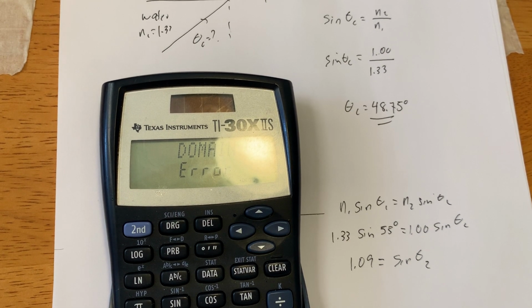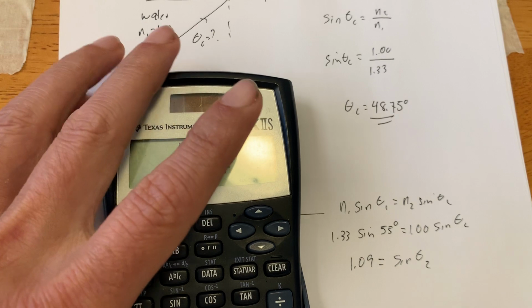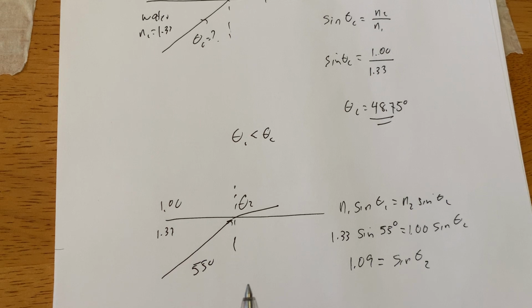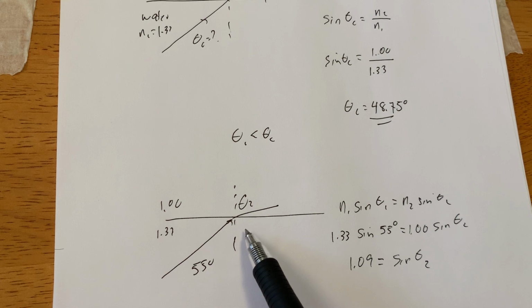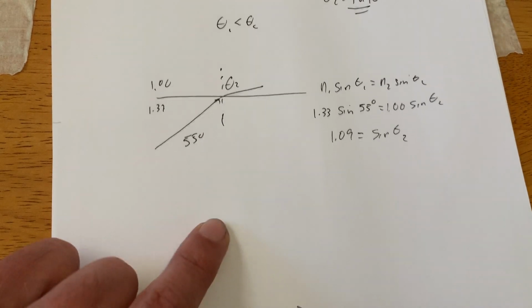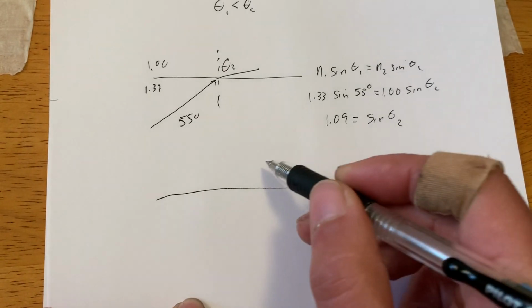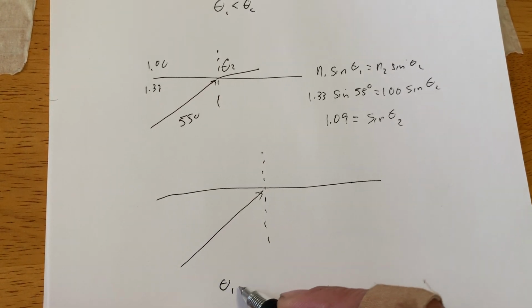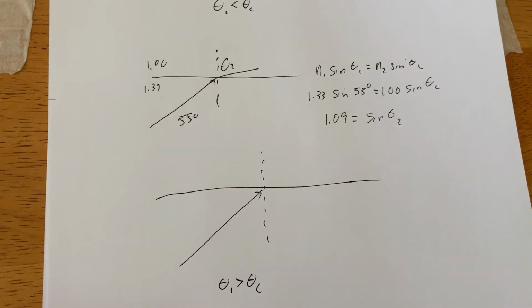The calculator is correct. I cannot take the sine of anything bigger than 1. It doesn't exist. So what does that tell me about this particular refracted ray? It doesn't exist. Well, what does that mean? What it really means is if I exceed this critical angle, the ray of light does not escape the water. Well, if it doesn't escape, what does it do? Well, it reflects.